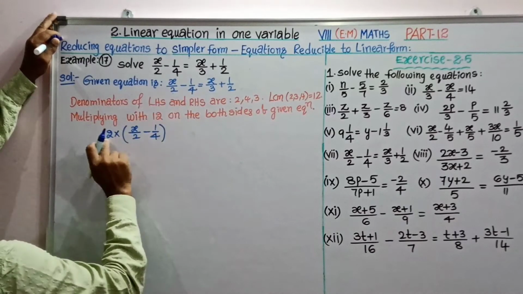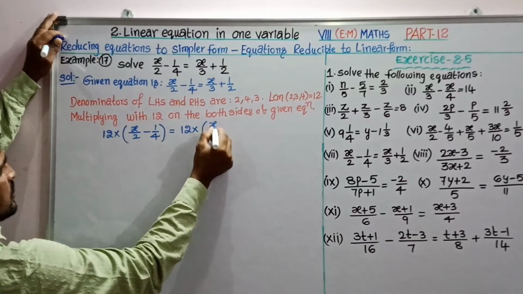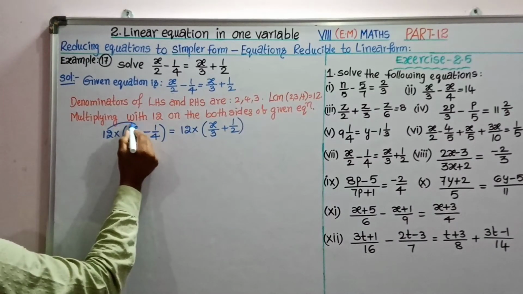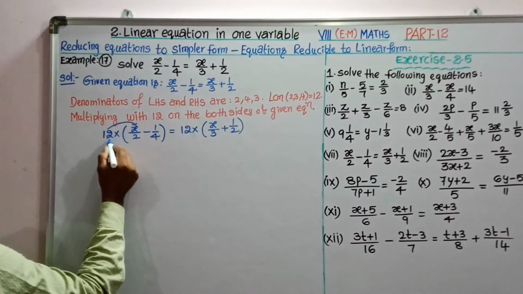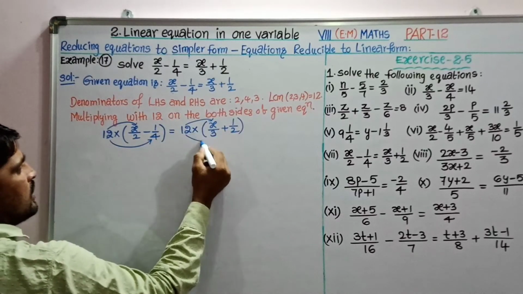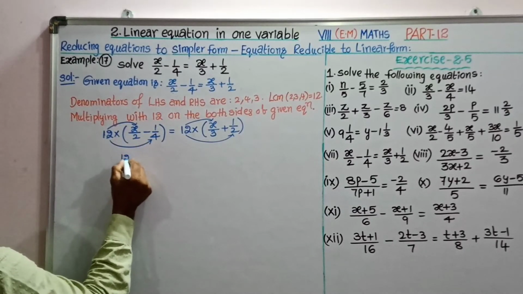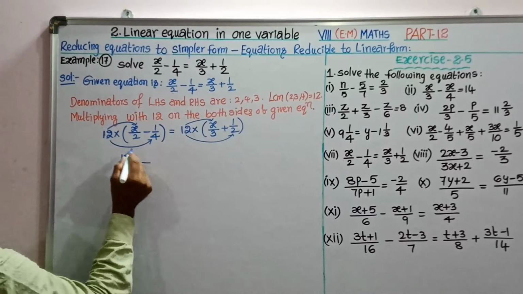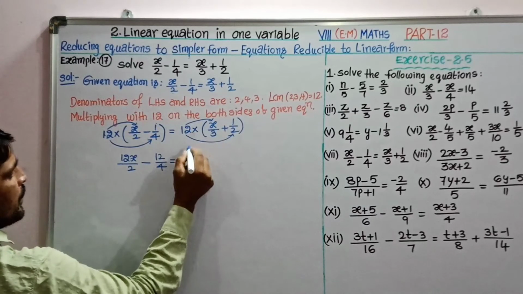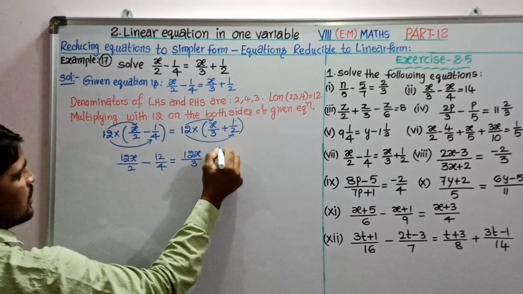So LHS is being multiplied by 12. Now multiply this 12 to RHS. What is RHS? That is x by 3 plus 1 by 2. Distribute this 12 to x by 2 and 1 by 4, x by 3 and 1 by 2 in RHS also. 12x by 2 minus 12 by 4 is equal to 12x by 3 plus 12 by 2.